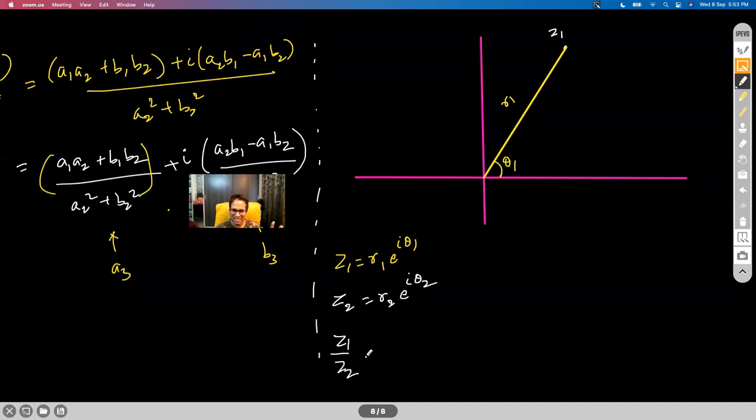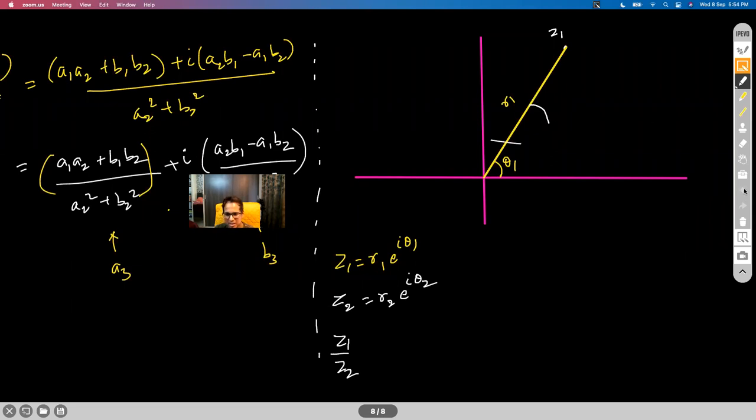Now, when you look at the final expression, it is R1 by R2 cos theta 1 minus theta 2 plus I sine theta 1 minus theta 2. That means what is happening here is that you take this complex number Z1, rotate it clockwise by how much? Theta 2, which is the argument of Z2, and then scale the modulus of that by a factor of 1 by R2. So you are first rotating this by an angle of theta 2.